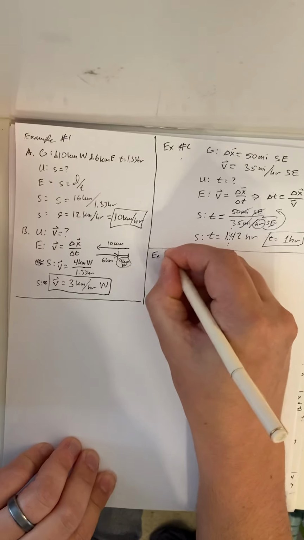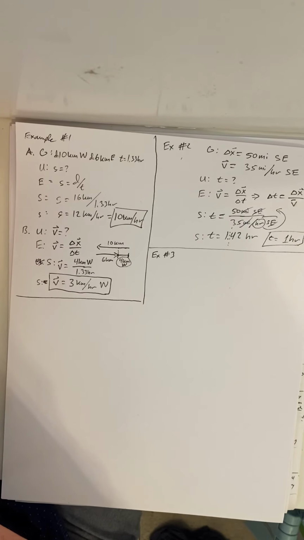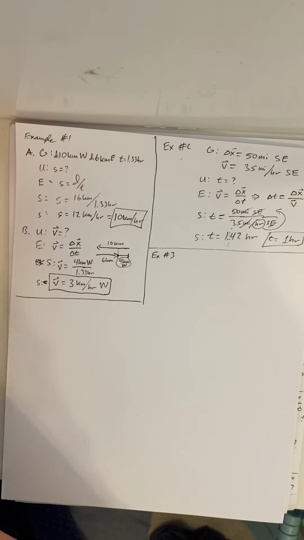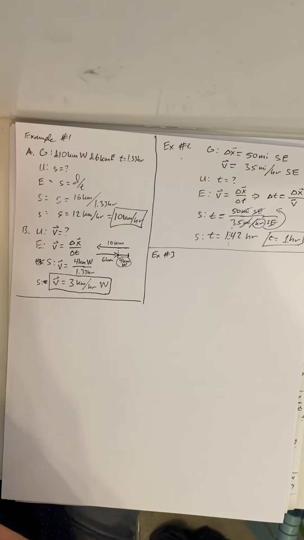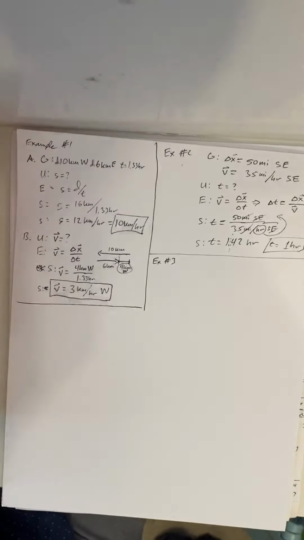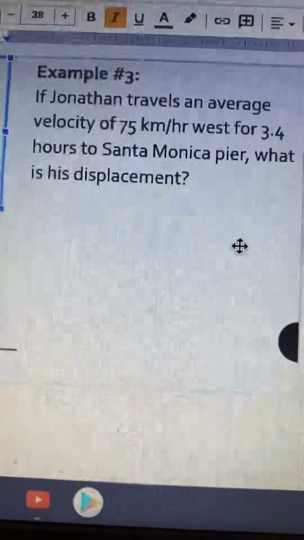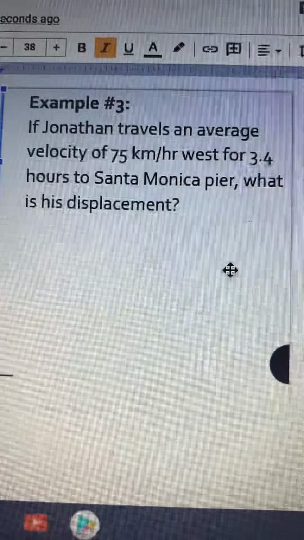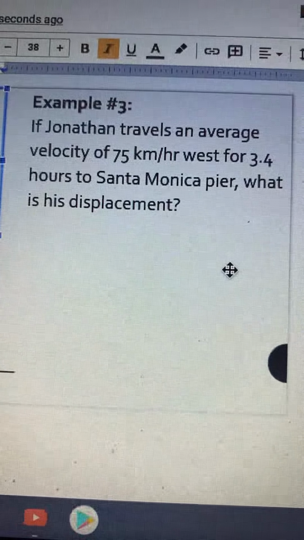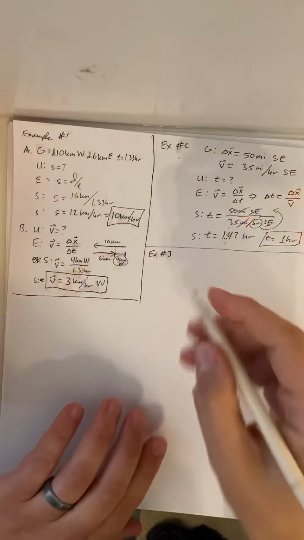All right, let's do example 3. This is our last example. Here we go. Finally, we get something with more than one significant digit. Yay. If Jonathan travels an average velocity of 75 kilometers an hour for 3.4 hours to the Santa Monica Pier, what's his displacement?